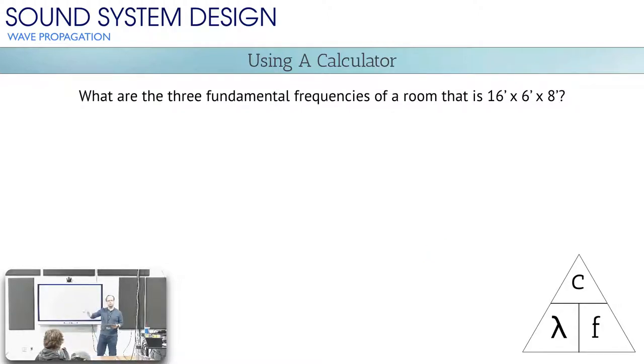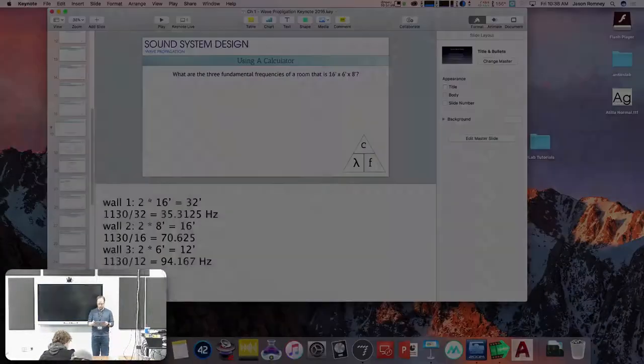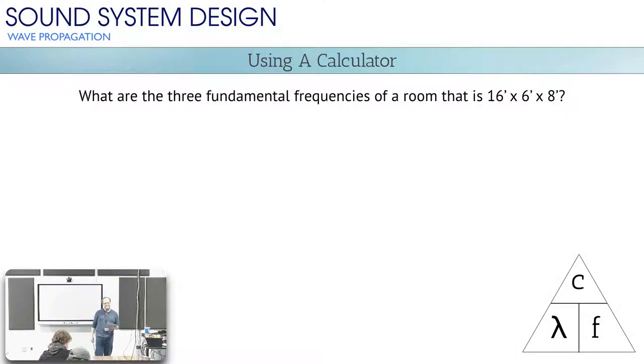1,130 feet per second is the speed of sound when we're doing it with our calculator. We were using 1,000 when we do it in our head. Okay? Because that's easier in our head. Okay, here's one.